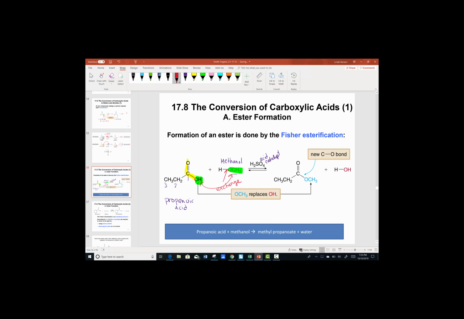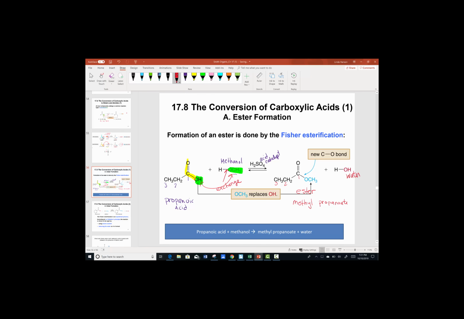So what forms is a new C-O bond. The carboxylic acid has turned into an ester. There is one carbon after the oxygen, so it's called methyl. There are 1, 2, 3 carbons connected to the C double bond O, so methyl propanoate is the name of our ester. And of course, water is the byproduct of this reaction.